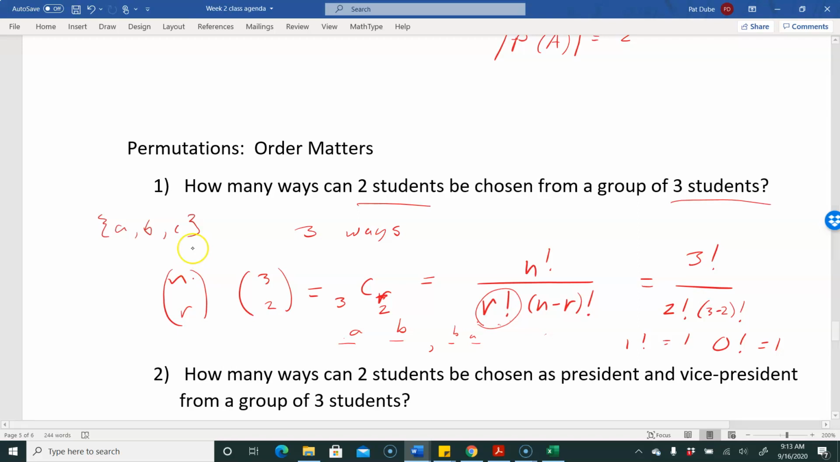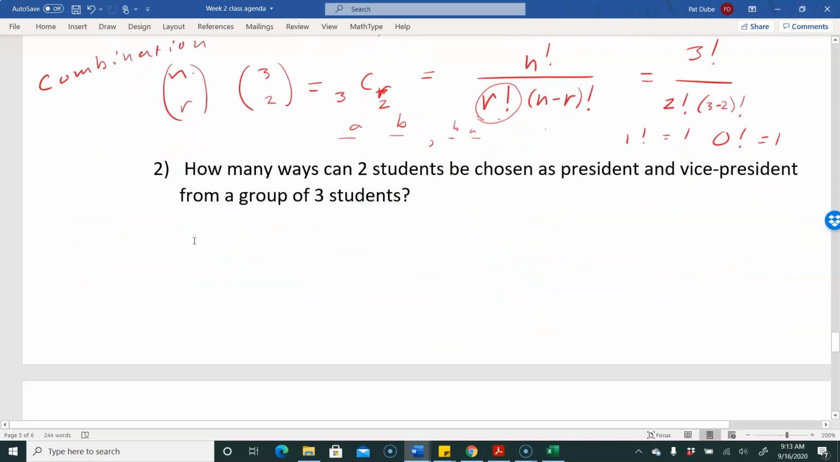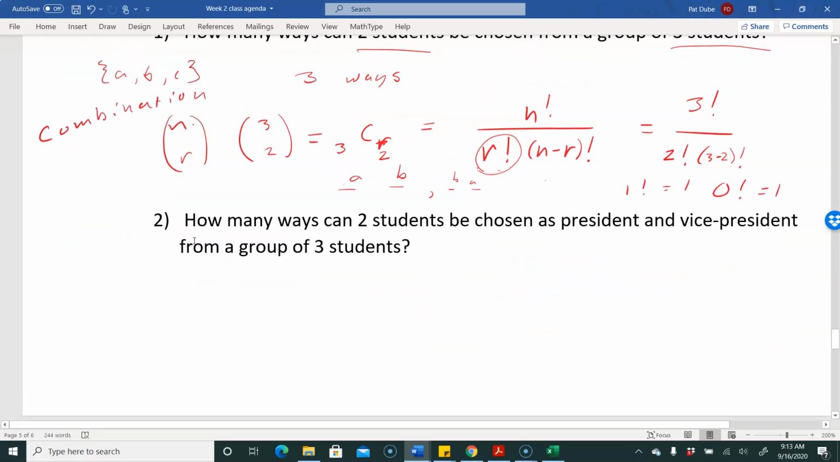This is a combination problem. This problem here is definitely a combination, not a permutation, because order didn't matter. But let's contrast that with this next problem where I say, how many ways can 2 students be chosen as president and vice president? Now the order matters. Whether A is president and B is vice president, or B is president and A is vice president, they're 2 different ways. So this is what we call a permutation. Order matters.